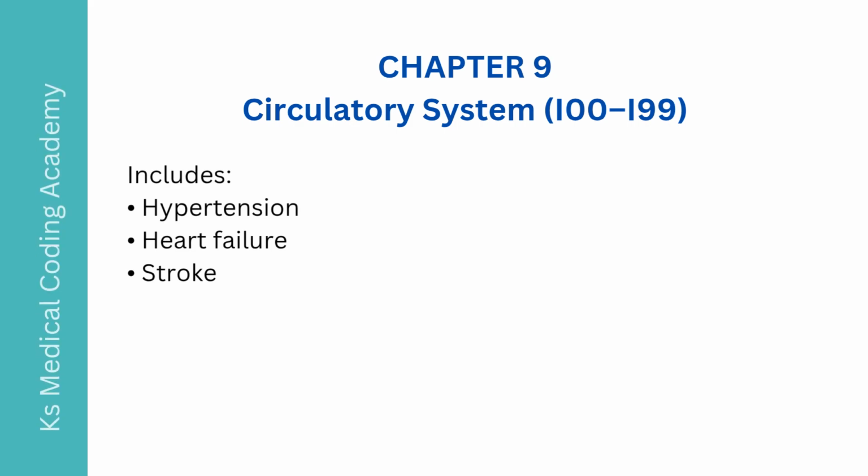Chapter 9. Chapter 9 covers diseases of the circulatory system, coded from I00 through I99. Major conditions include hypertension, heart failure, and cerebrovascular disease.